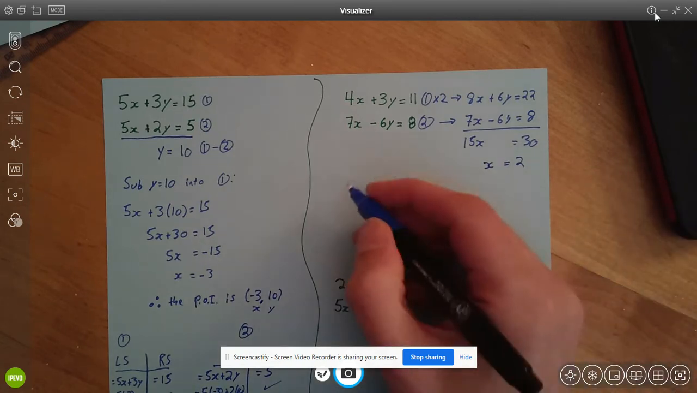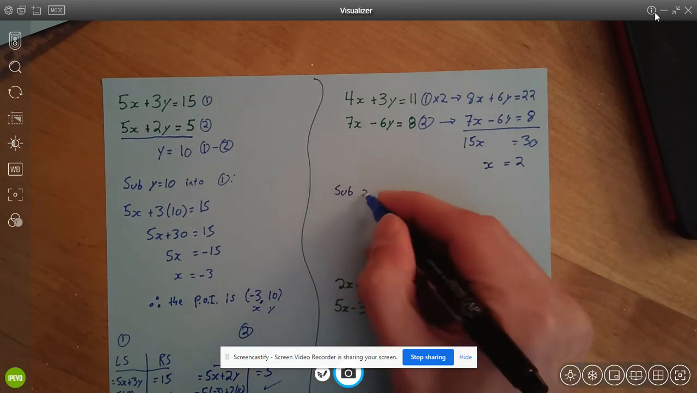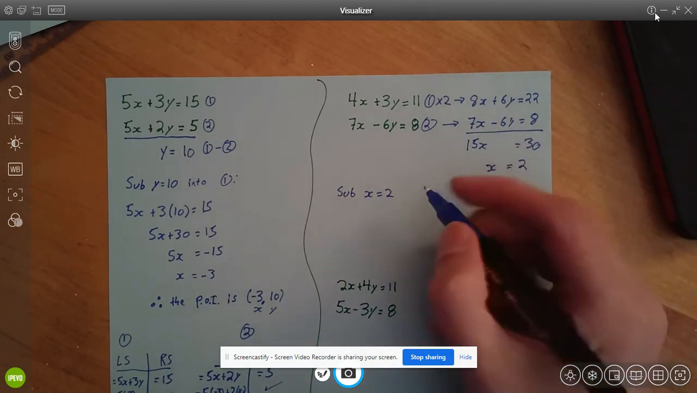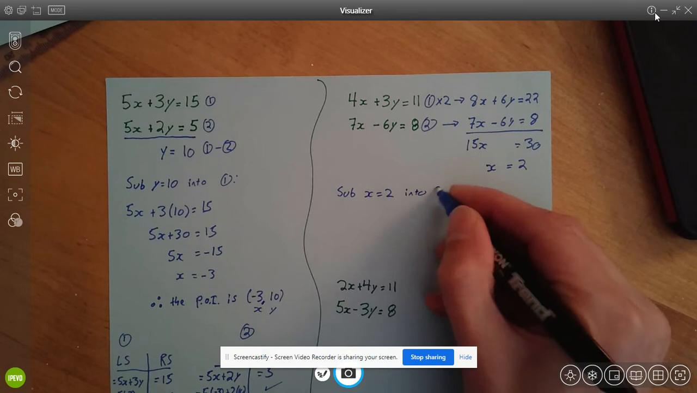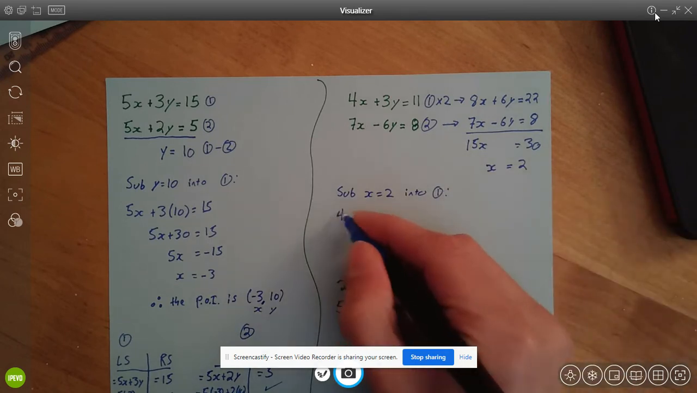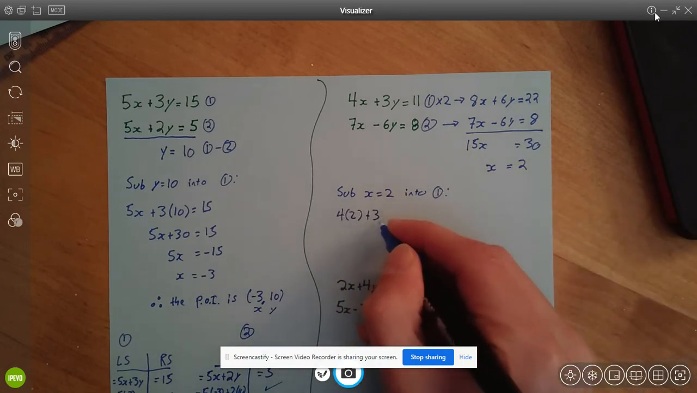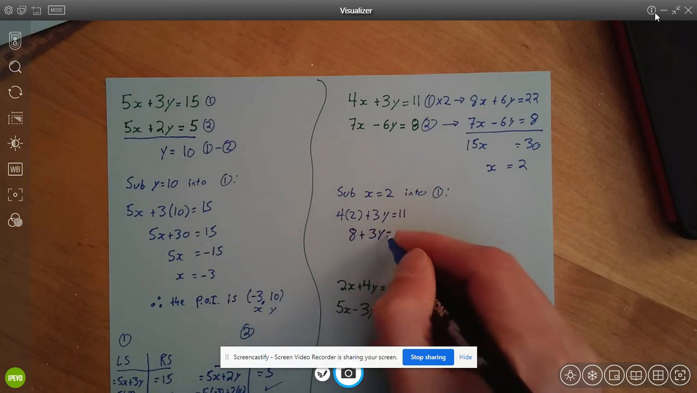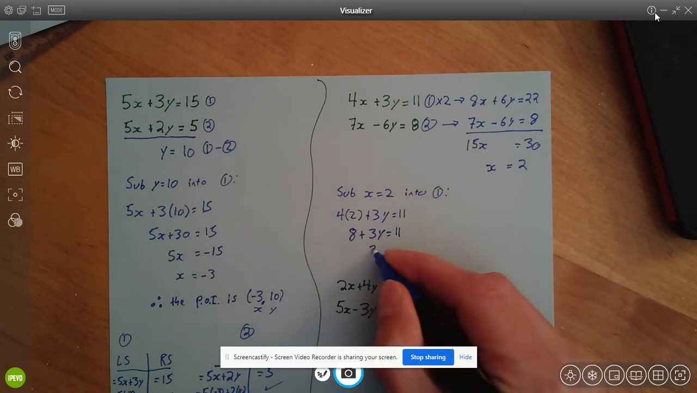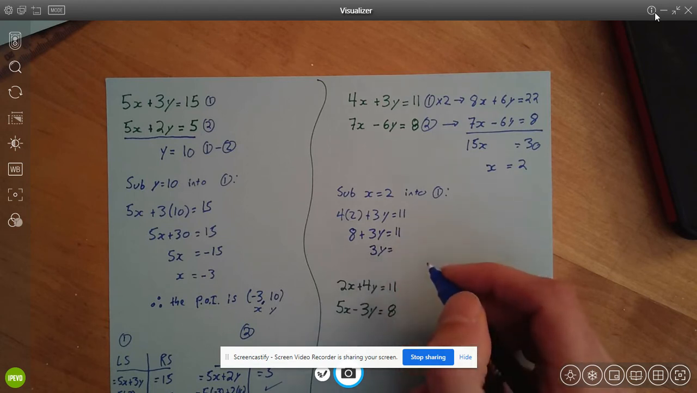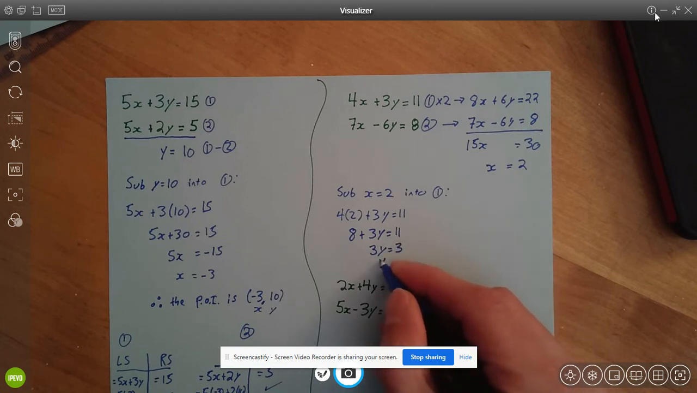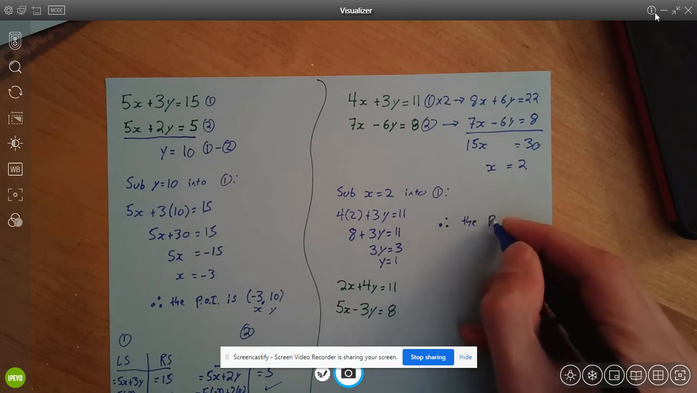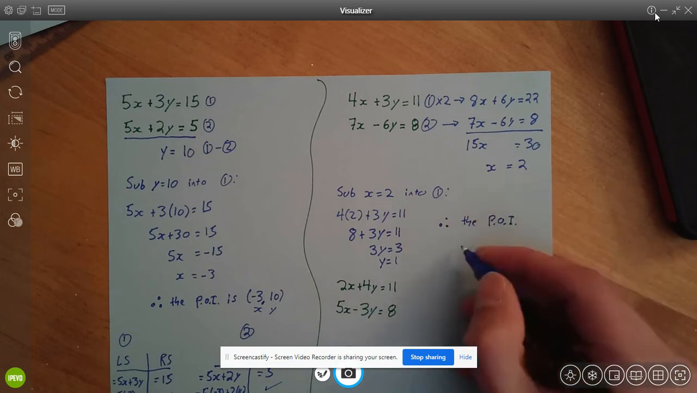Again, I'm only halfway done. I'm going to sub x equal 2 into either equation. I like equation 1. It's got no negatives. Not a big fan of negatives. So I've got 4 times 2 plus 3y equals 11. So 8 plus 3y equals 11. So 3y equals 11 minus 8, which is 3. So y equals 1.